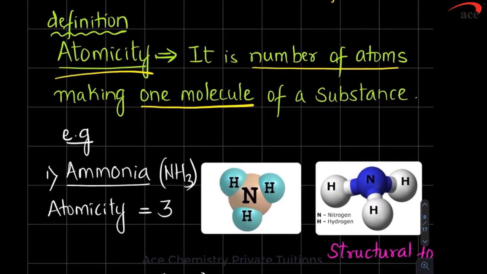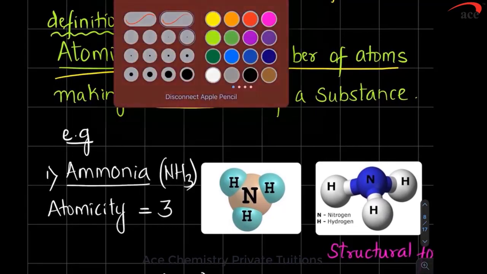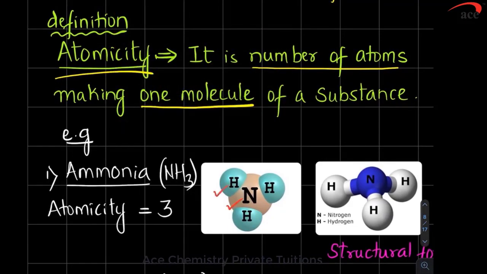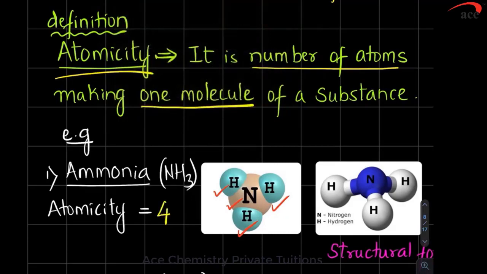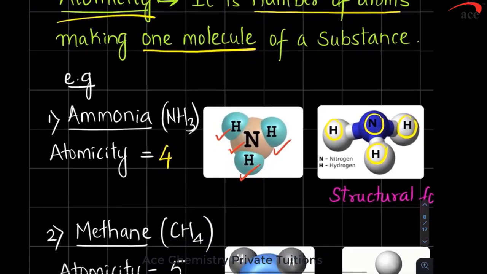Like ammonia is made up of how many atoms? Ammonia is made up of 1 nitrogen and 3 hydrogen. So its atomicity is 4. It is made up of 4 atoms, made up of 1 nitrogen and 3 hydrogen. So its atomicity is 4.